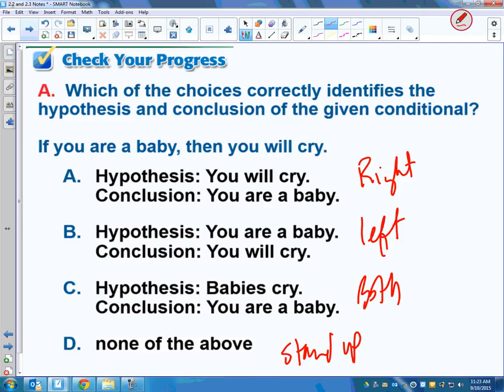Left hand, B. Do you agree with B? So, see what I mean by it's not math? That's just silly. Babies cry. You are a baby.